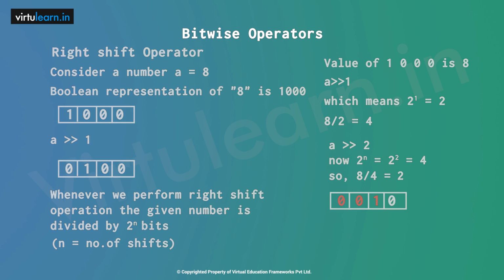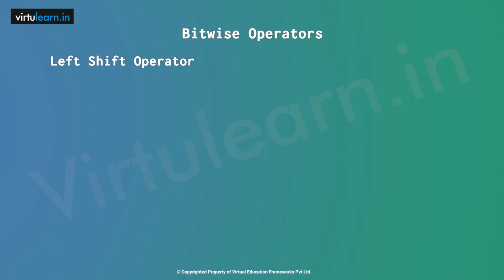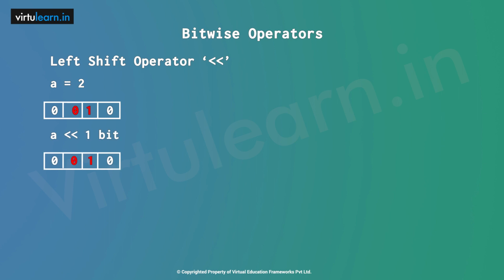The next one is left shift. Left shift is denoted by 2 less than signs, whereas right shift is represented by 2 greater than signs. Now let us take the example where the value of A is 2. 2 is denoted as 0010. Now if I am performing left shift, I am shifting the bits to the left. A, less than signs, 1 bit.